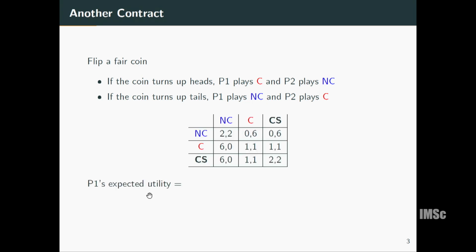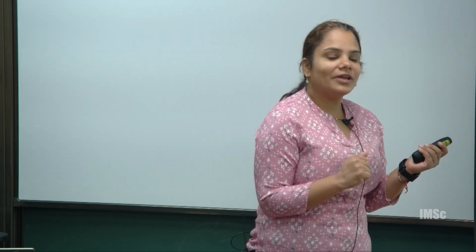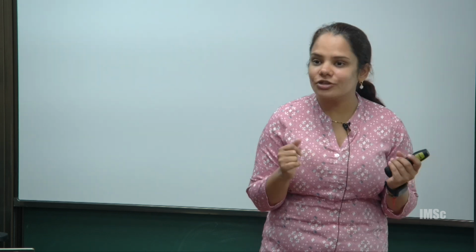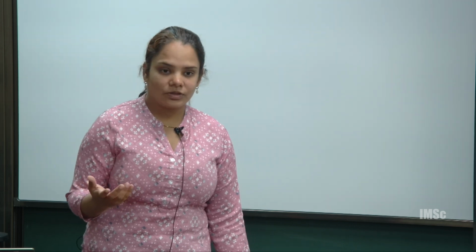Okay, so then what will happen? If this was the game earlier, with the new contract, what will be the utility if both players sign the contract? Because there is a coin flipping involved, instead of the dominant utility, you will now be asking for the expected utility, because the utility now depends on the outcome of the coin. Are you with me? Okay.